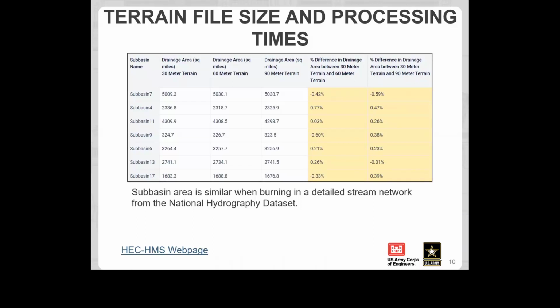If you have a 90-meter terrain versus a 30-meter terrain, are you going to be able to delineate the subbasin boundary that you need to? Or are you going to lose so much information that the subbasin boundary is not going to look like it should? So we'll go through that.